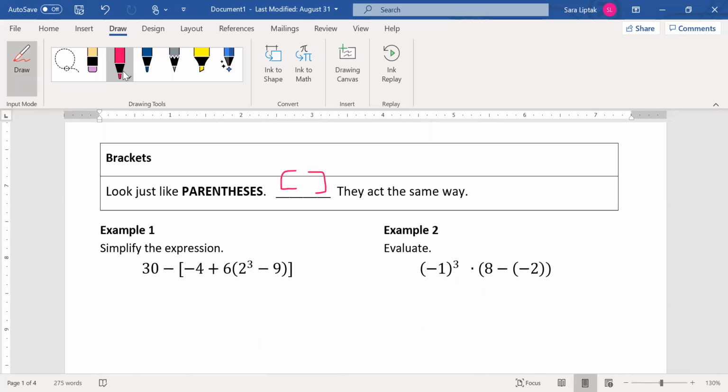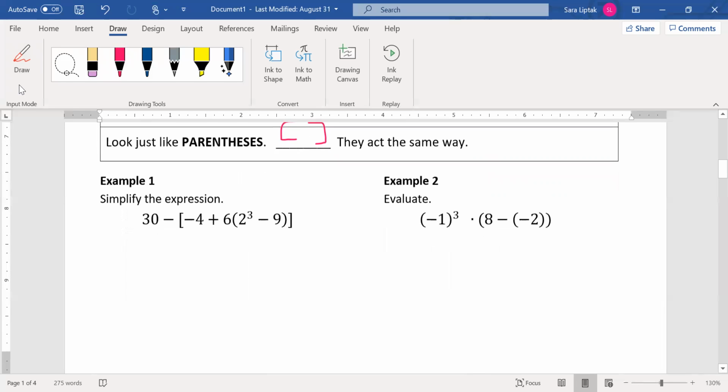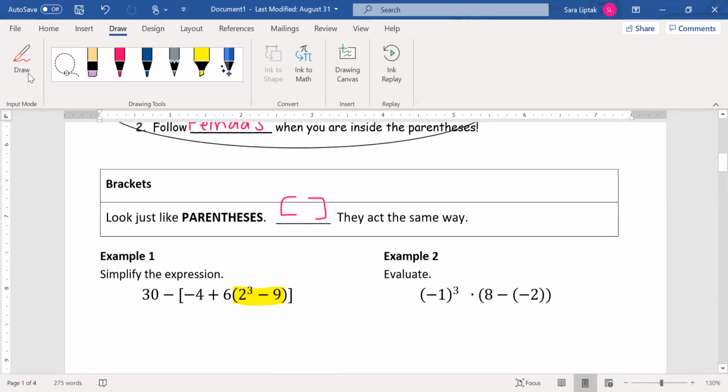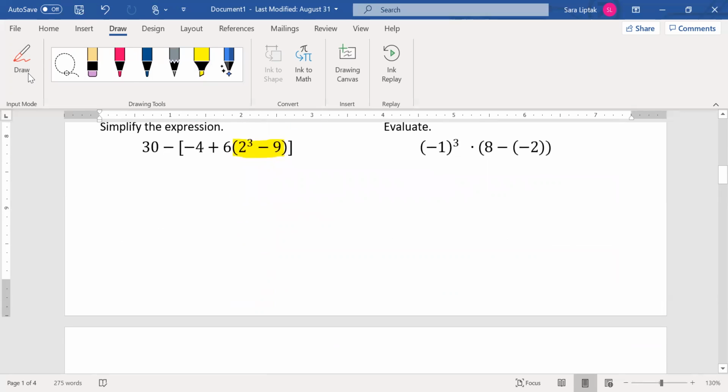So let's try example 1 together. Do you see how in the hint it said do the innermost parentheses first? If we look, I see brackets and I also see parentheses. So we want to do that innermost parentheses first, and I'm going to highlight that. That would be the inner parenthesis inside of the brackets. So let's simplify that first.